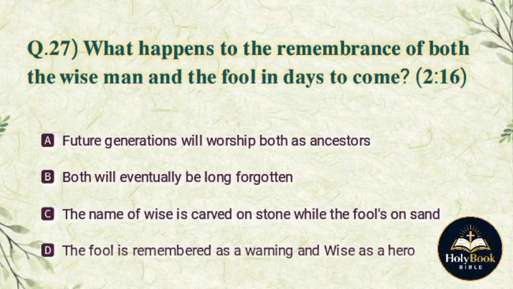Question: What happens to the remembrance of both the wise man and the fool in days to come? Options: A. Future generations will worship both as ancestors. B. Both will eventually be long forgotten. C. The name of the wise is carved on stone while the fool's is on sand. D. The fool is remembered as a warning and the wise as a hero.